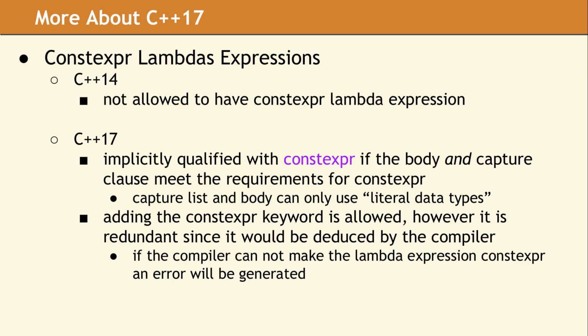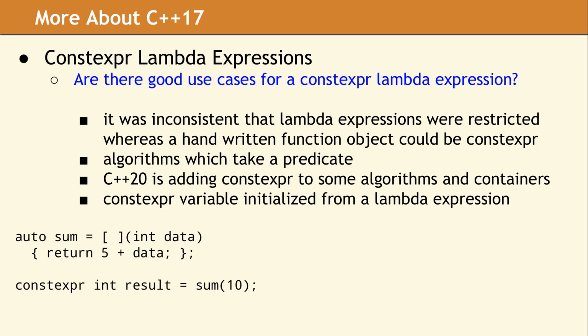The only purpose of adding explicit qualification of Constexpr is to cause a compile error if the Lambda expression does not meet the requirements for being called at compile time. Currently in C++ 17, there may not be a lot of reasons to create a Constexpr Lambda expression. This is one of those cases where the committee added something which will be more useful in C++ 20.